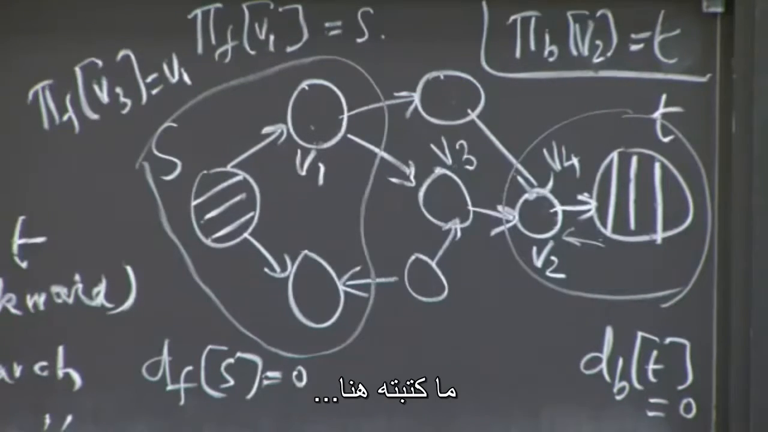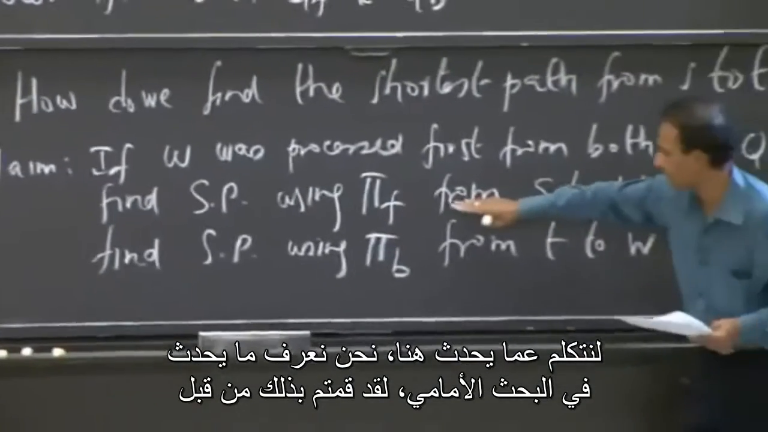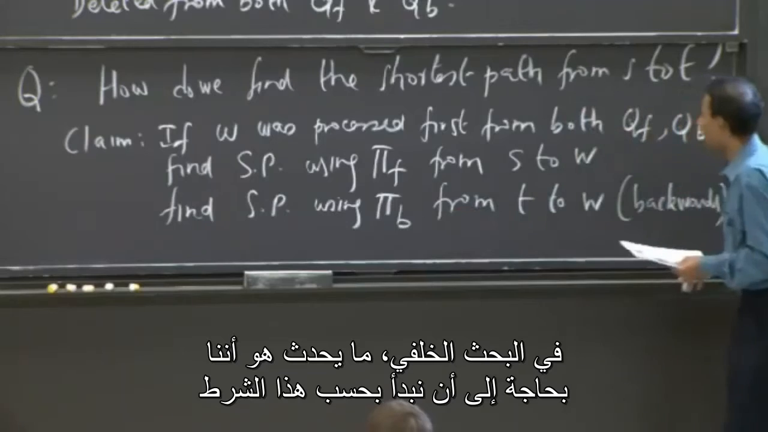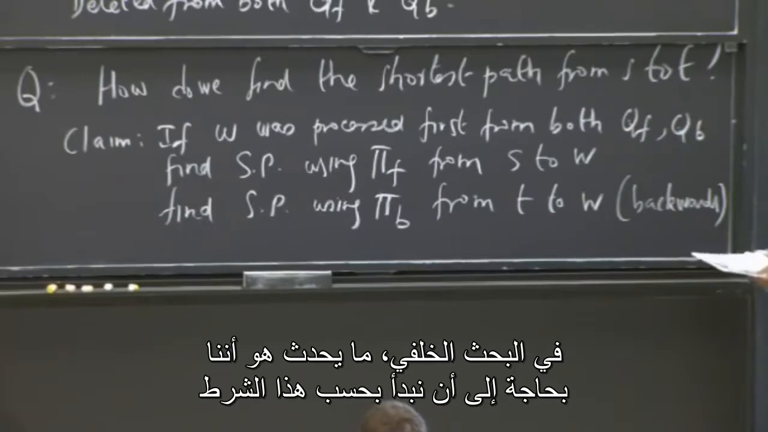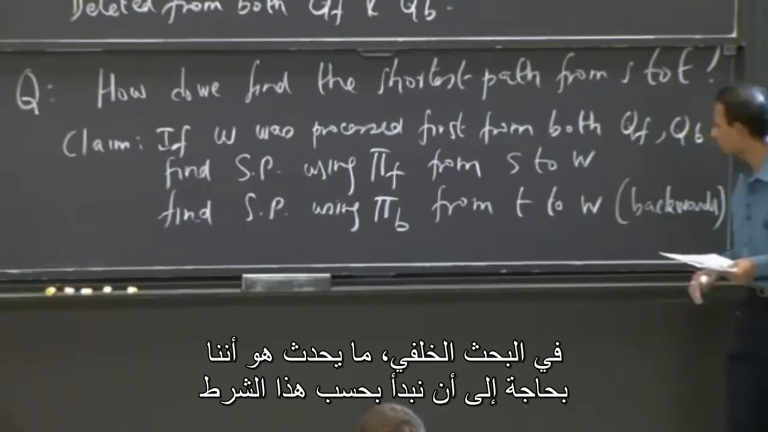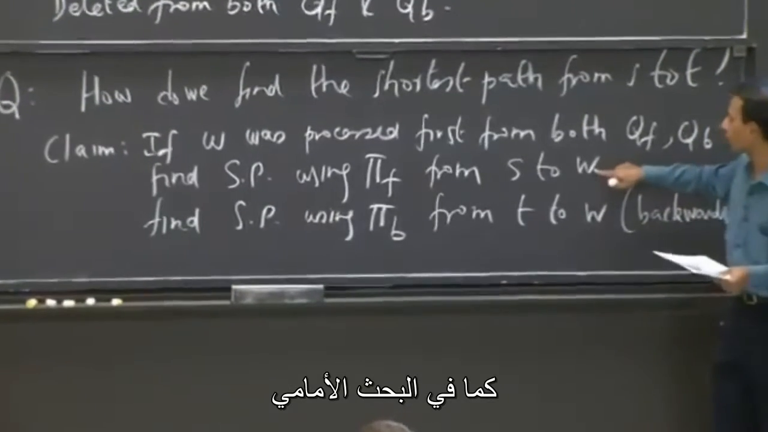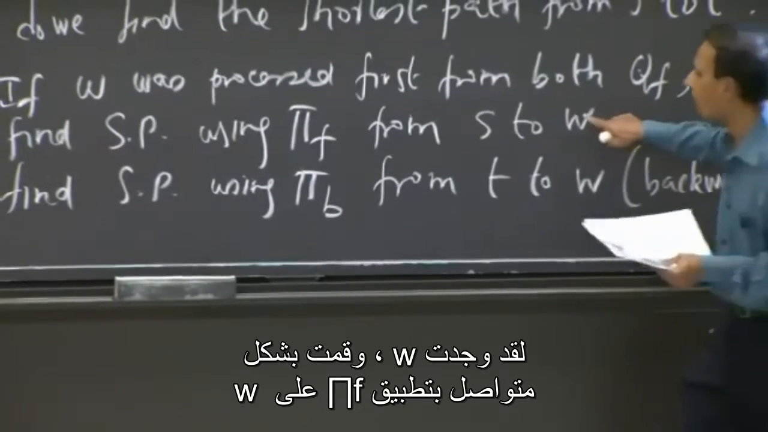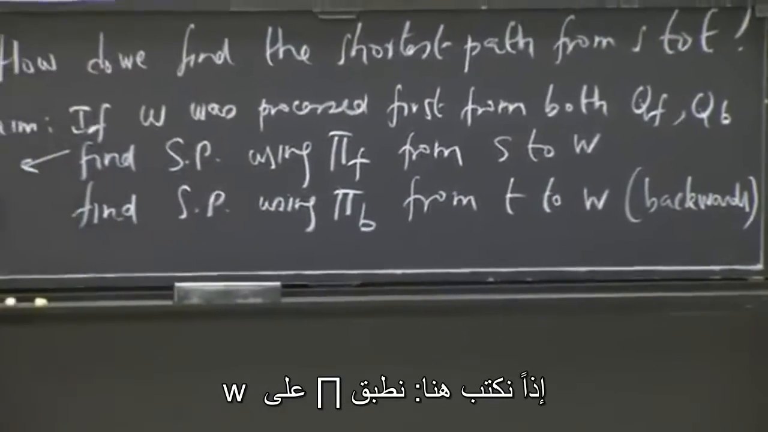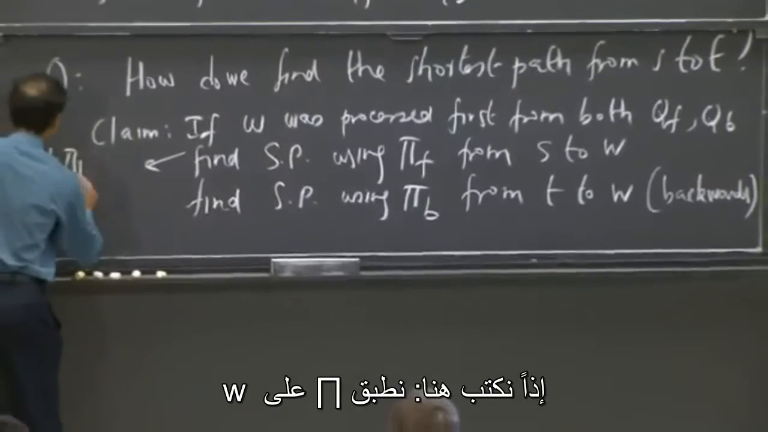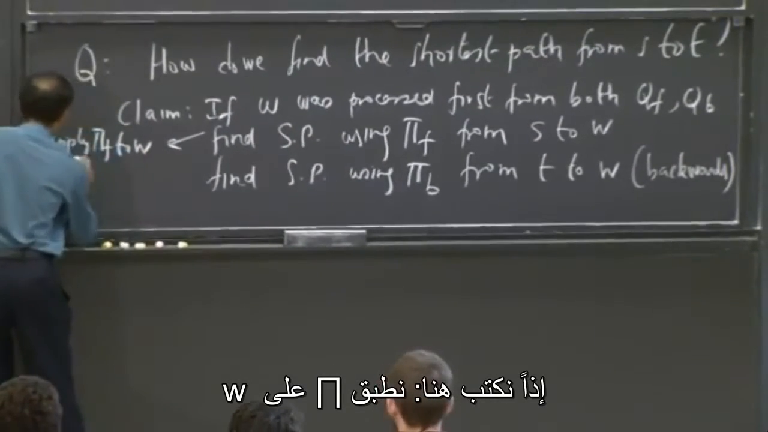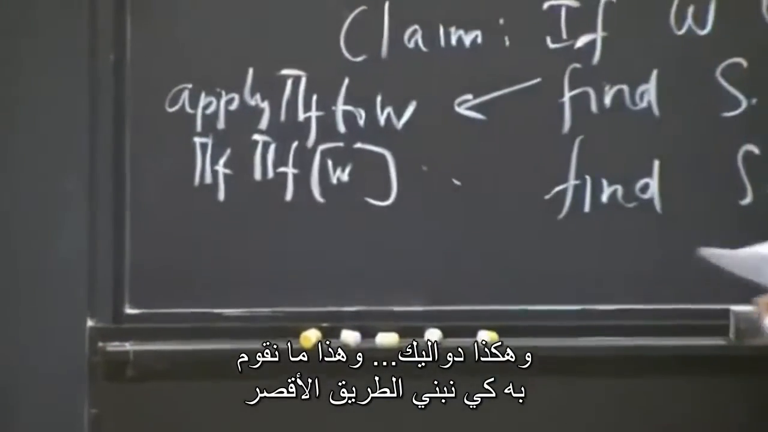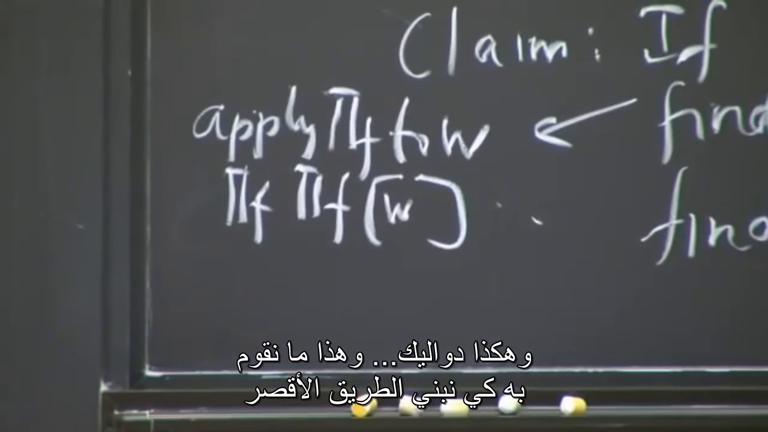What I wrote here, and so let's talk about what happens here. We know what happens in the forward search. You've done that before. In the backward search, what happens is that I need to start according to this condition. Just like in the forward search, I found a W, and I continually applied pi of f to W. So this is apply pi of f to W, and then pi of f of that, and so on and so forth. And that's what you do in order to construct the shortest path.